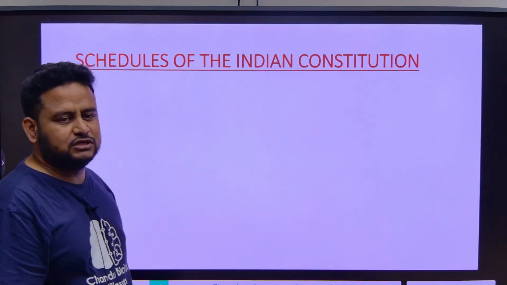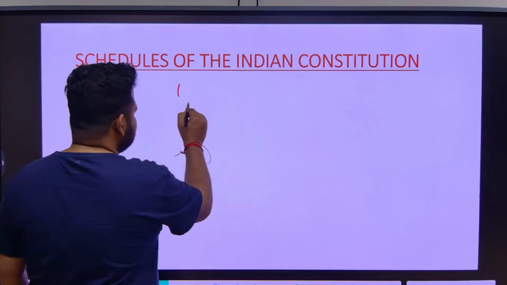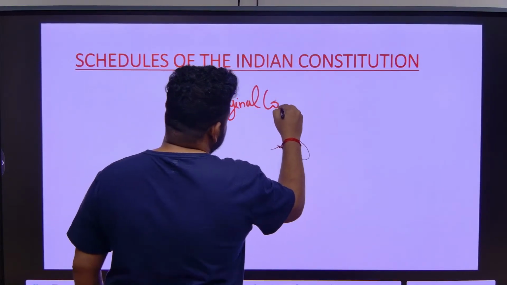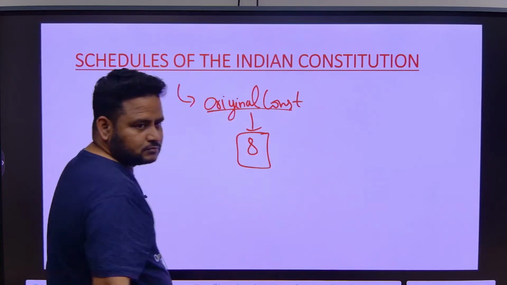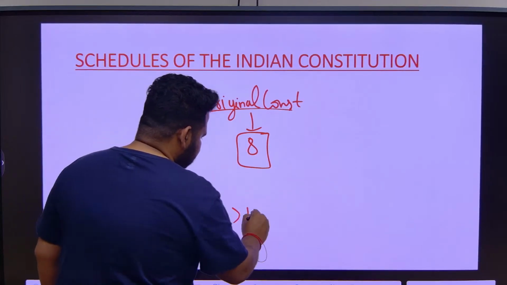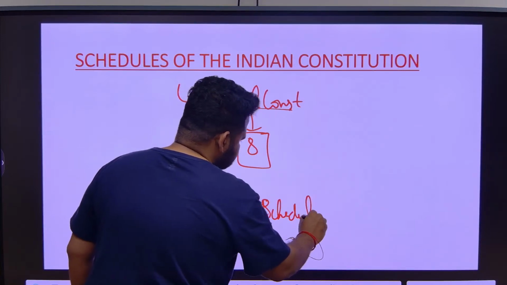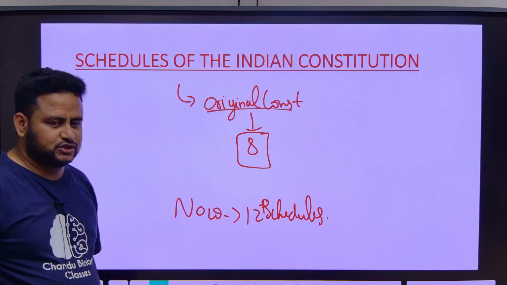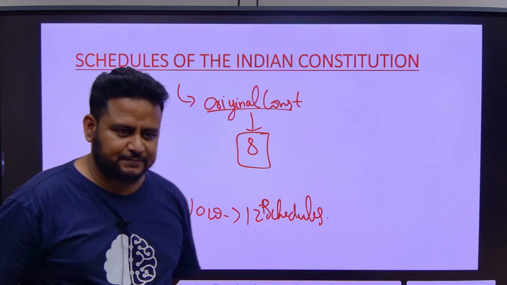Next is schedules of the Indian Constitution. Understand one thing, when I talk about schedules, in the original Constitution, we had how many schedules? 8 schedules. Now in the present constitution we have 12 schedules. In the present constitution we have what? 12 schedules.